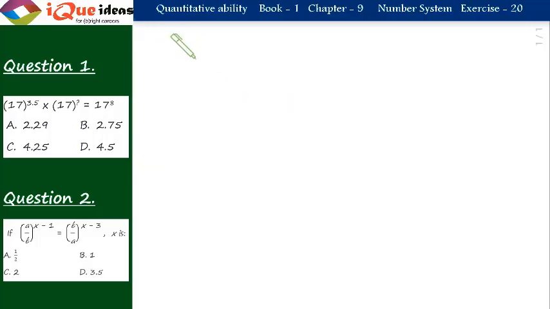Now let's take up questions from exercise 20. Question number 1. It says 17 raised to the power 3.5 into 17 raised to the power question mark. Let's say question mark is x, is equal to 17 raised to the power 8.